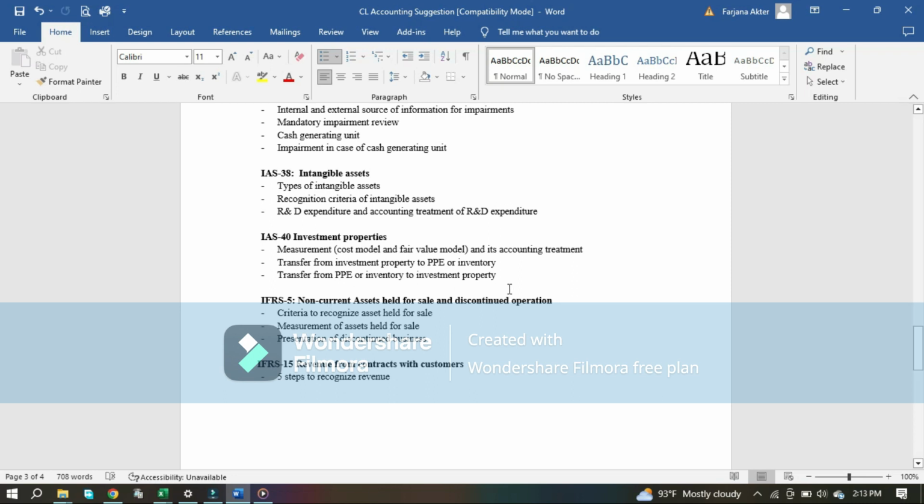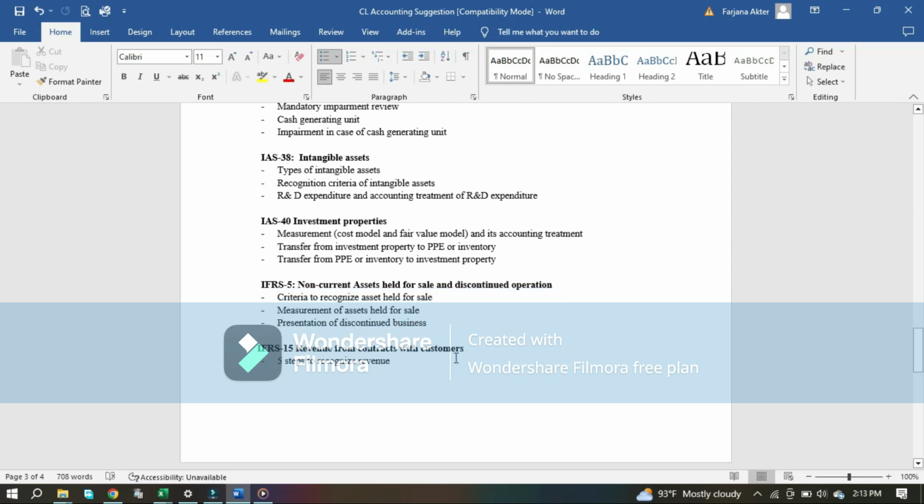IAS 40, Investment properties. Measurement, cost model and fair value model, and its accounting treatment. Transfer from investment property to PPE or inventory. Transfer from PPE or inventory to investment property.